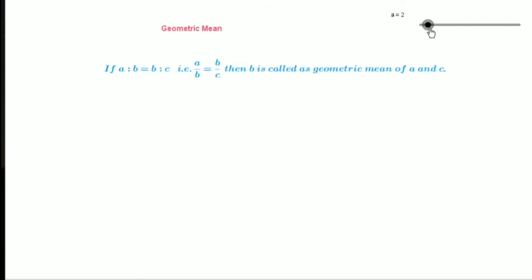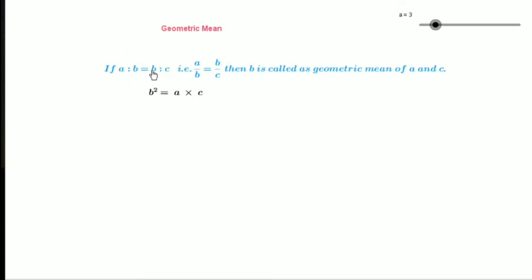If we cross multiply this, what property do we see about the geometric mean? B into B, that is B square, is equal to A into C. That is, the square of the mean proportional is equal to the product of the extremes. A and C are the extreme terms in this ratio and B is the middle term. The two middle terms are the same, therefore the square of the mean is equal to the product of the extremes.